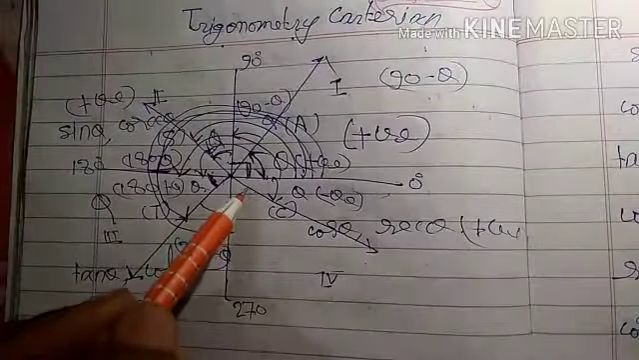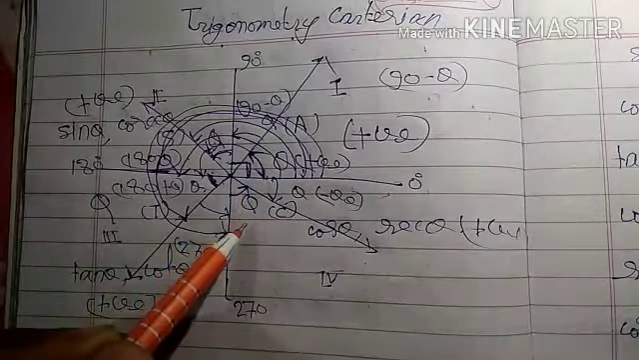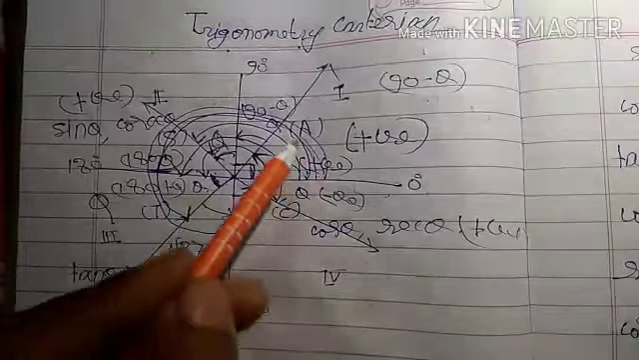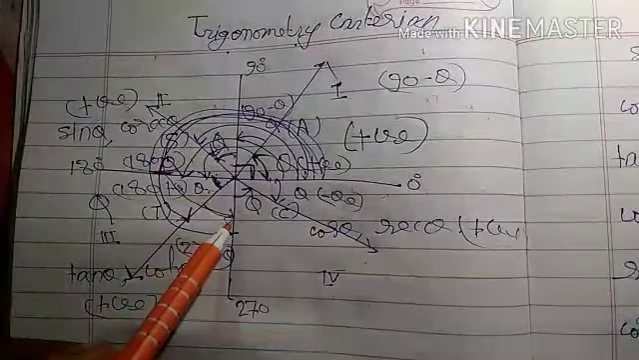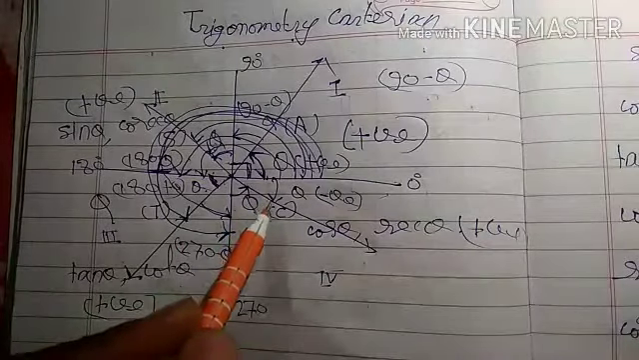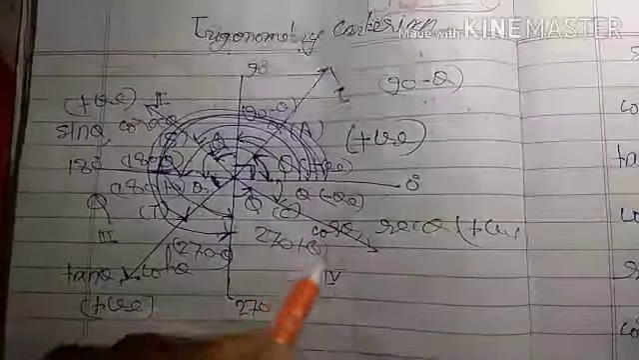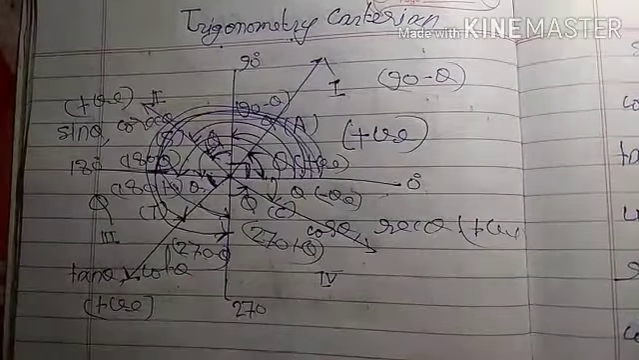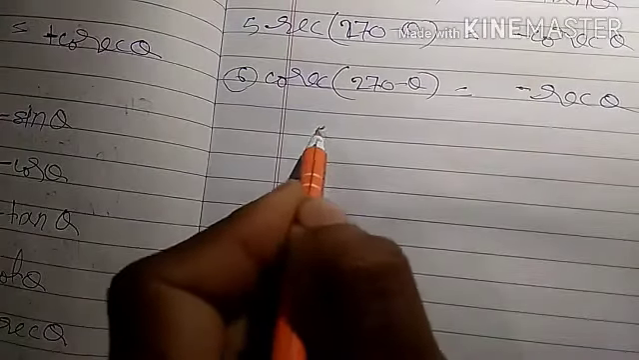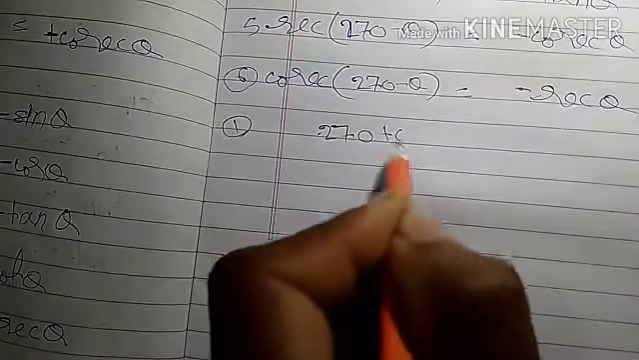Next we measure this angle, suppose theta, this angle theta. We know that this angle is 270, so overall this angle is 270 plus theta. So we talk about 270 plus theta.